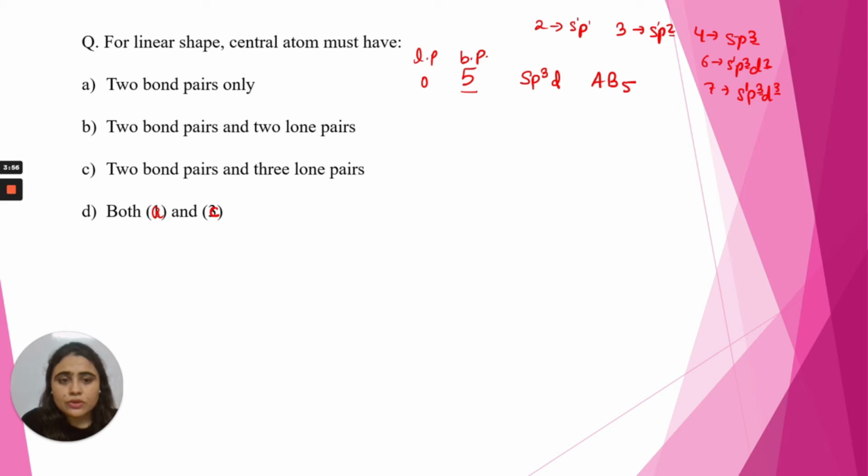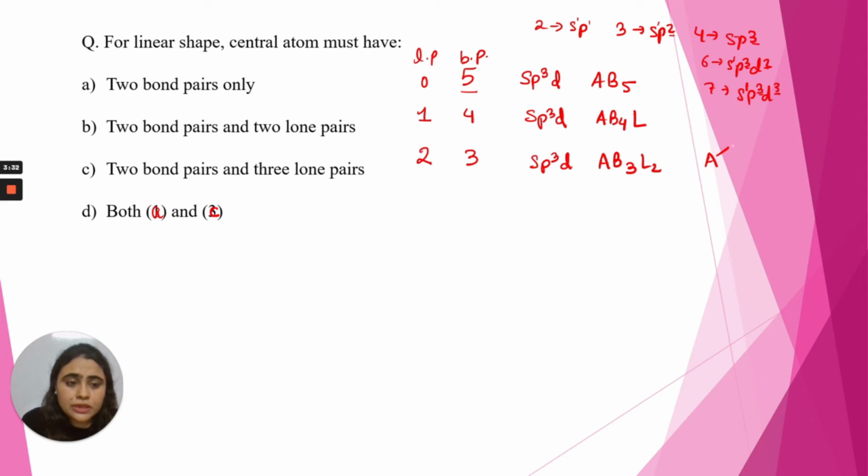1 plus 1, 2. So if there is one lone pair and 4 bond pairs, then we have a seesaw shape. Then also sp3d. We have AB4 and one lone pair, so the shape will be seesaw. If lone pairs are 2 and bond pairs are 3, then also the addition is sp3d. The molecule will become AB3L2. Now the shape will be trigonal planar.